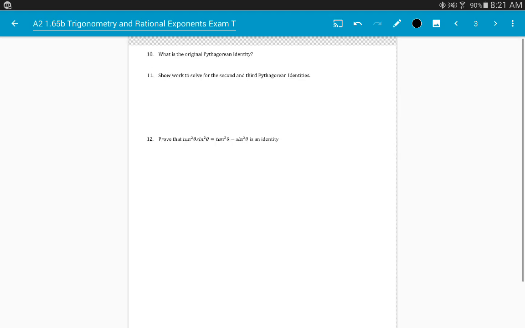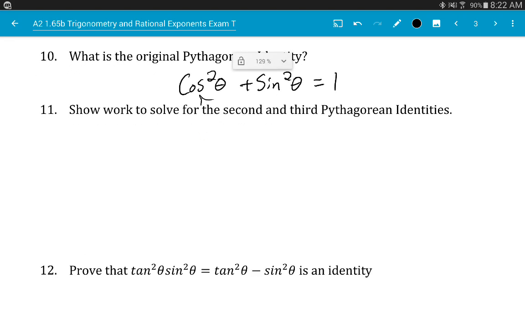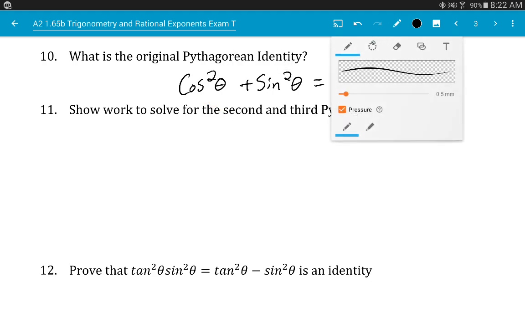Let's move on. What is the original Pythagorean identity? That is cosine squared theta plus sine squared theta equals 1. Or vice versa, you could switch these two. The order doesn't matter. Show work to solve for the second and third Pythagorean identities.